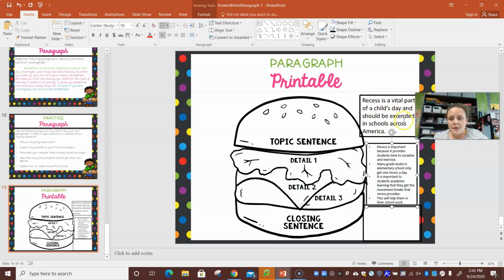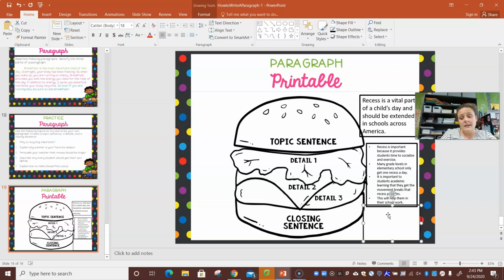Recess is a vital part of a child's day and should be extended in schools across America. I've got 4 supporting details. Recess is important because it provides students time to socialize and exercise. Many grade levels in elementary school only get 1 recess a day. It is important to students' academic learning that they get the movement breaks that recess provides. This will help them in their schoolwork.